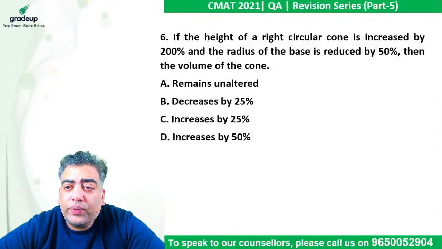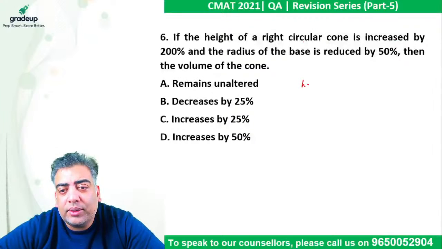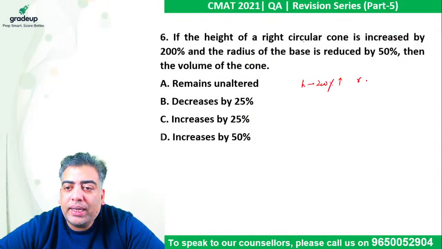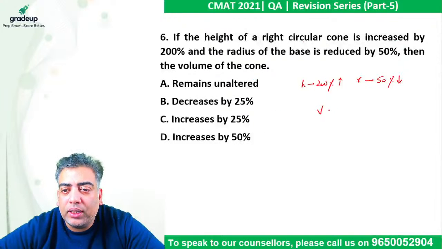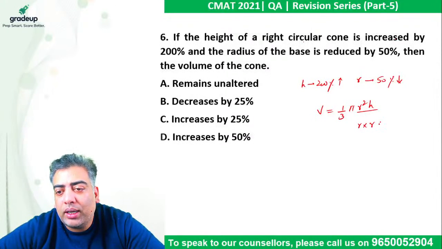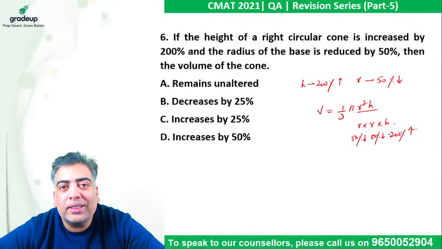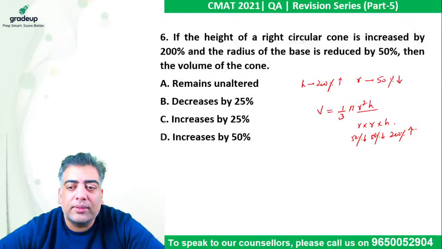If the height of a right circular cone is increased by 200% and radius of the base is reduced by 50%, then volume of the cone क्या change आएगा वो बताना है. So we all know volume is 1 by 3 pi r square h. So this is r into h. So this decreased by 50, this decreased by 50, and this increased by 200. So we have to study the successive change in this case.